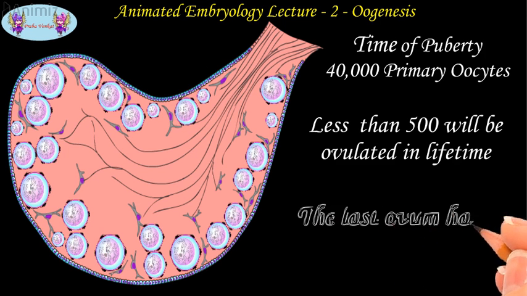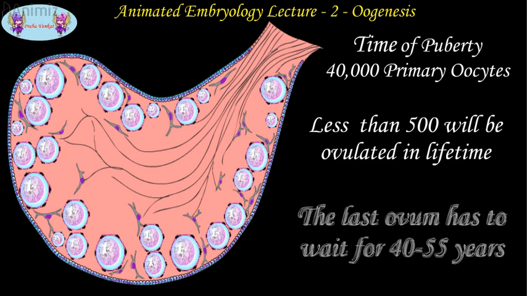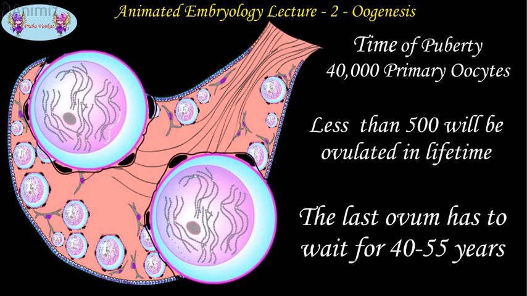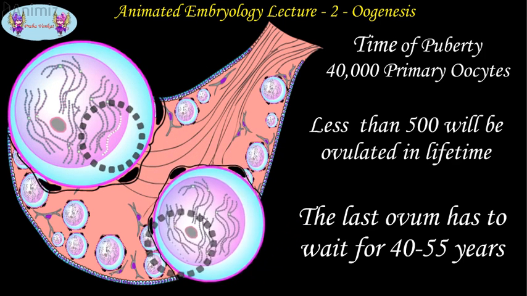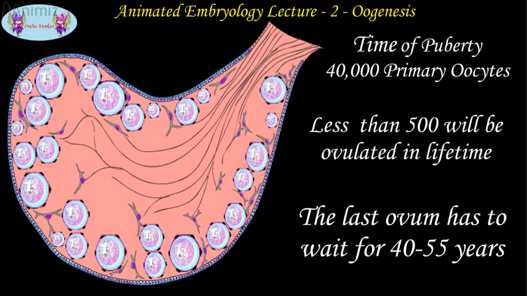So, the last ovum to be ovulated has to wait for 40 to 50 years or even 55 years for maturation and ovulation. It is because of this reason that it is risky for a mother to have a baby after 35 years of age. Because though the diplotene stage is the safest stage for rest, there are possibilities for the oocyte to develop some genetic disorders in the course of time that affect the baby too. Consider Down syndrome.